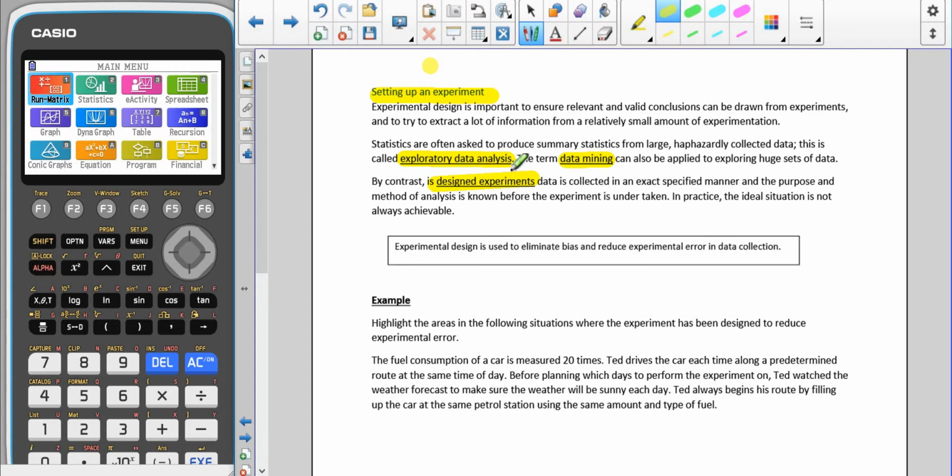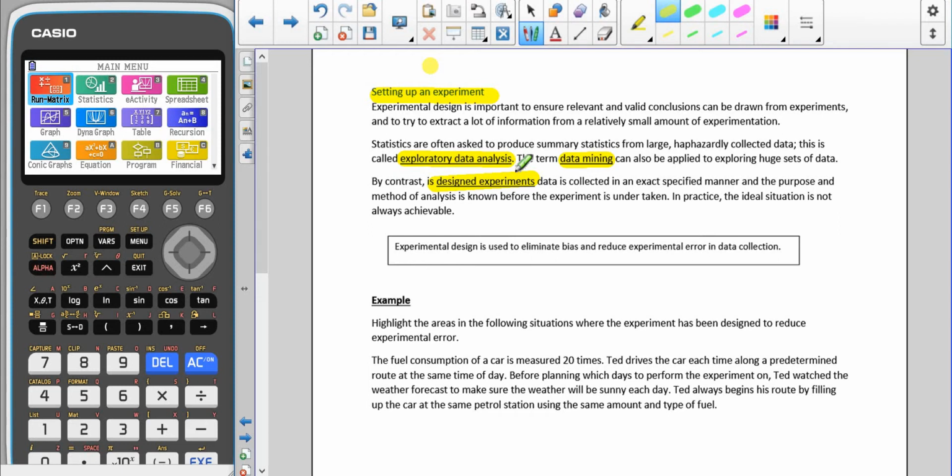When we're talking about large sets of data for data mining and exploratory data analysis, we're talking about thousands and thousands of pieces of data that we're having to look through and make connections from, which obviously they can't give you in an exam. So most of the stuff we're looking at is going to be designed experiments, and most of the stuff that you might have practiced in lessons is also going to be designed experiments, where we knew what we were going to look at and then we collected the data, instead of being given a large set of data and then being told to just analyse it.